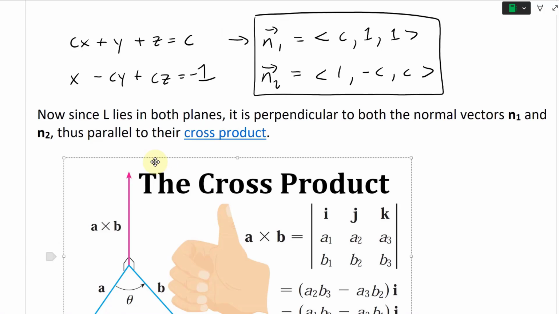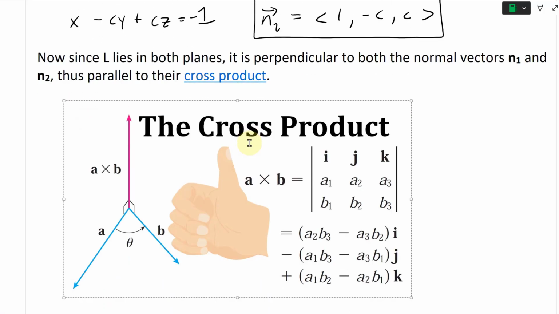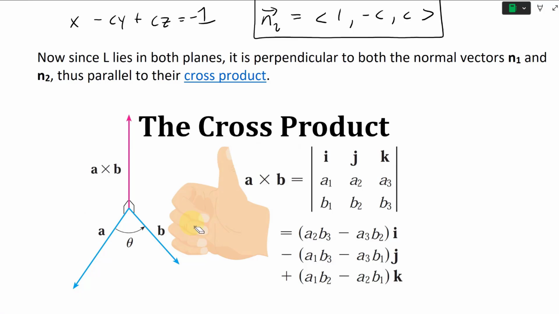Going further, since L lies in both planes, it is perpendicular to both normal vectors n1 and n2, thus parallel to their cross product. I will illustrate that soon. Recall that if you have two vectors A and B separated by an angle, the cross product A cross B is perpendicular to both. There's a right-hand rule for the direction, where the fingers curl from A to B. The cross product is written in determinant form right here.